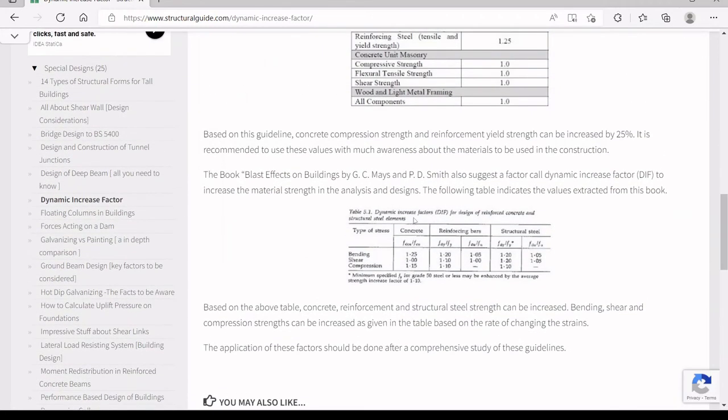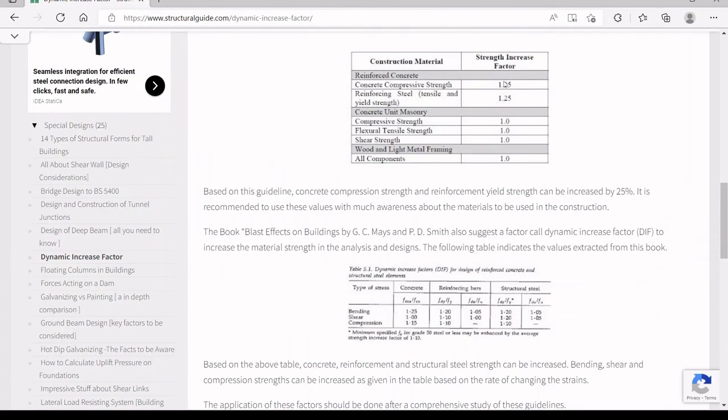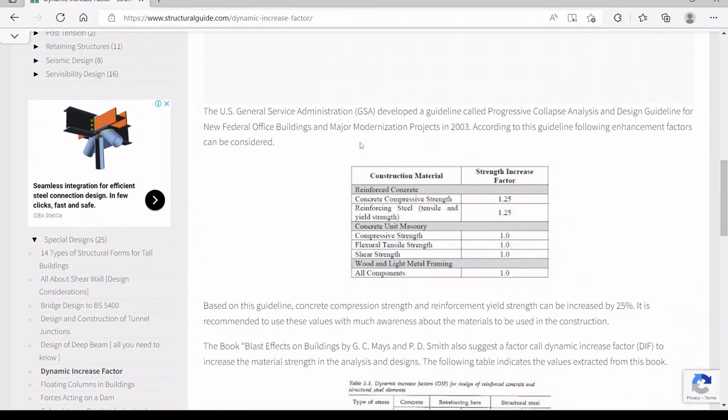Now this is almost the same as the Blast Effects on Buildings guideline also. So for concrete bending 1.25, here also concrete strength they have given 1.25, but for reinforcement the book gives 1.2, while this guideline gives 1.25. There are some differences in these guidelines. In addition, Blast Effects on Buildings is a bit old book, and the GSA guideline is not that old. It was published in 2003.